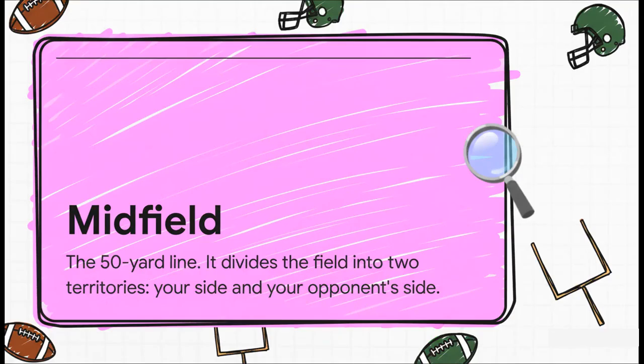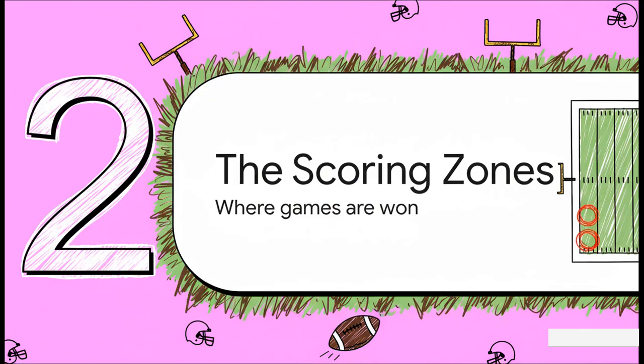So the line that splits the field in half is midfield. That's the 50-yard line. It's the only number you only see once. It's kind of like the line in the sand. Once you cross that 50, you are officially in enemy territory, and all those yard markers start counting down toward their goal line. Okay, so we know how to read the map now. Let's zoom in on the specific spots where games are really won and lost.